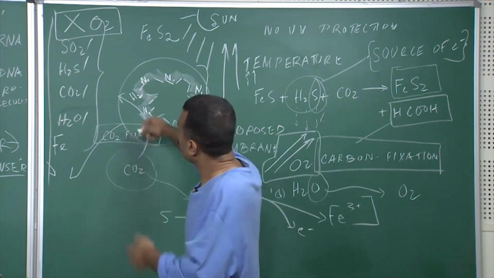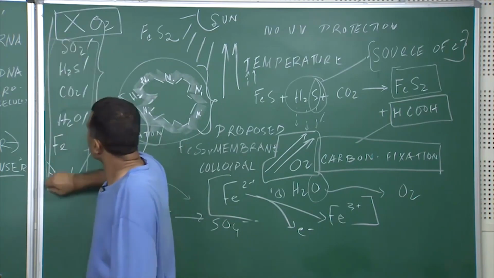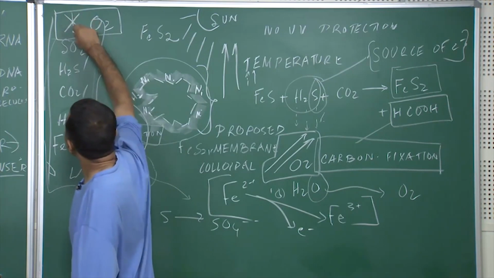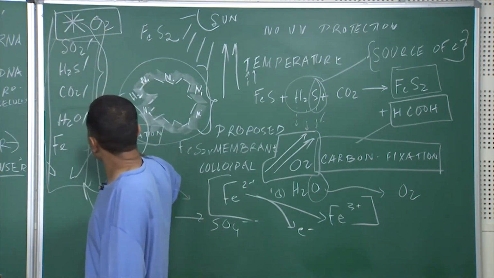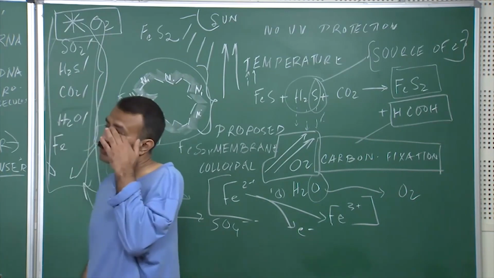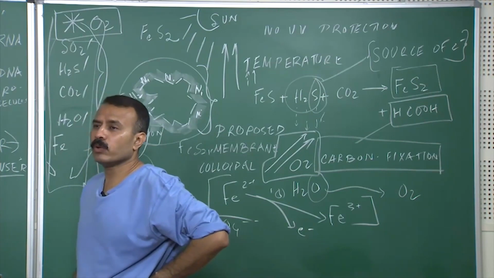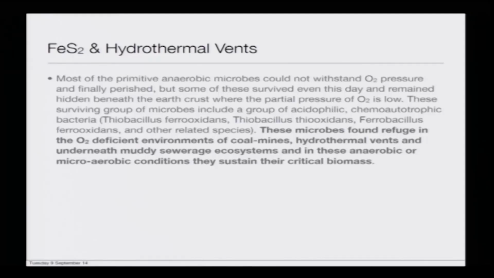They were all developed under this kind of situation. Oxygen pressure was totally alien to them, but with the evolution of oxygen taking the central stage, all the iron and sulfurs are now getting oxidized. It was a totally new world which was about to evolve. And what essentially happened, most of the primitive anaerobic microbes could not withstand oxygen pressure and finally perished.